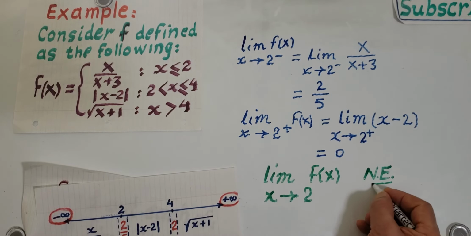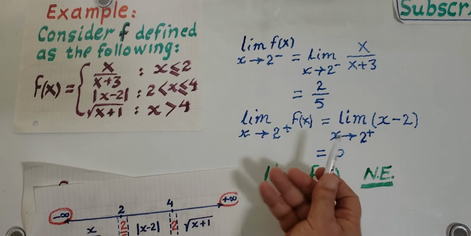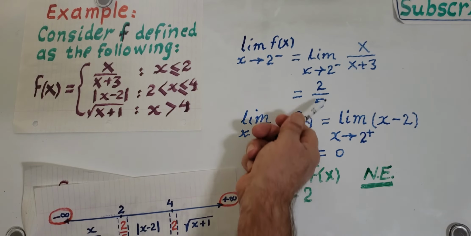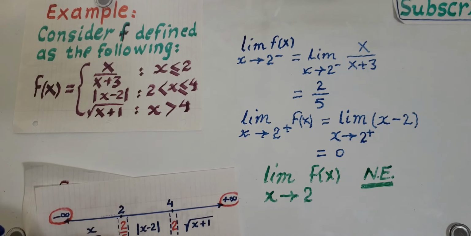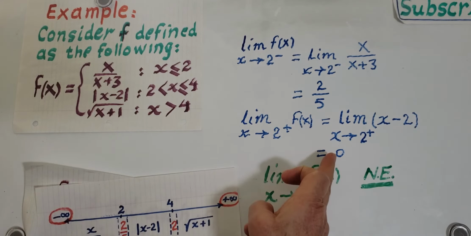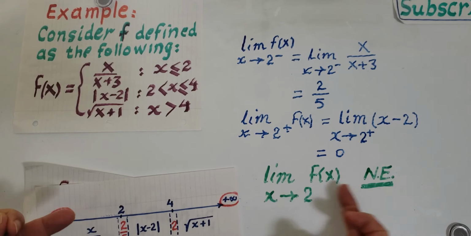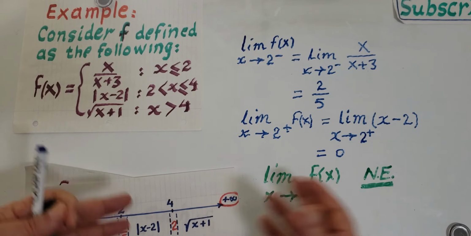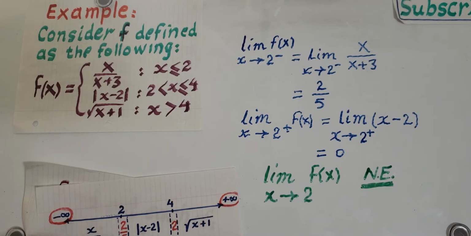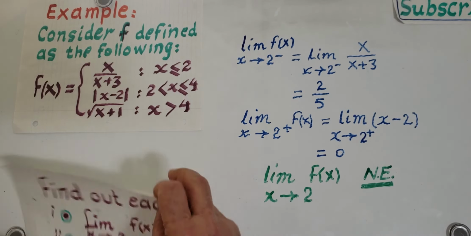I mean there is no limit. This result we got it because the two limit values are different. If the values are equal, then we take any of them and consider it the value of the limit at 2. This is for the first part.